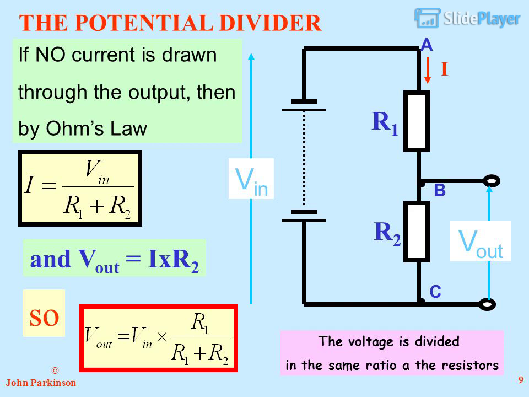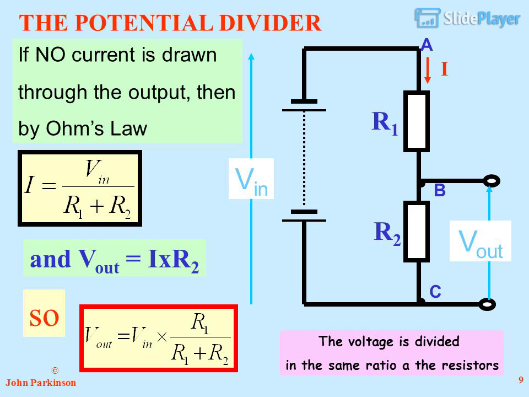The potential divider. If no current is drawn through the output, then by Ohm's law, Vin equals I(R1 plus R2) and Vout equals IR2. So the voltage is divided in the same ratio as the resistors.